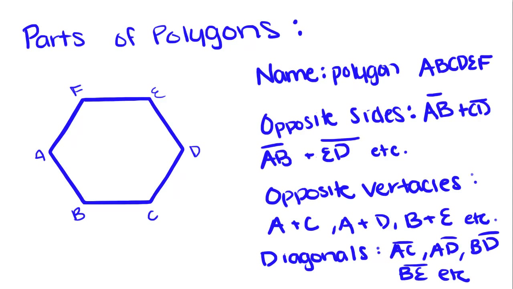Our focus is on the parts of polygons. So we have this polygon right here named polygon ABCDEF. The opposite sides of this polygon are AB and ED, and CD and AB and ED.